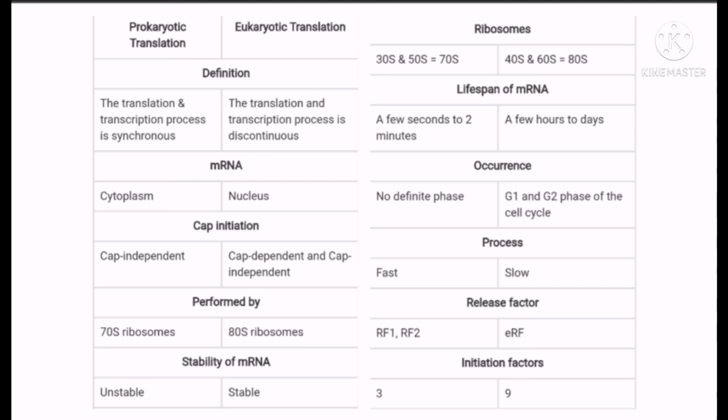So, to sum up the prokaryotic translation and eukaryotic translation: in prokaryotic translation, the translation and transcription process is synchronous. And in eukaryotic translation, the translation and transcription process is discontinuous. When it comes to mRNA, in prokaryotic translation, it happens in the cytoplasm, and in eukaryotic translation, it happens in the nucleus.